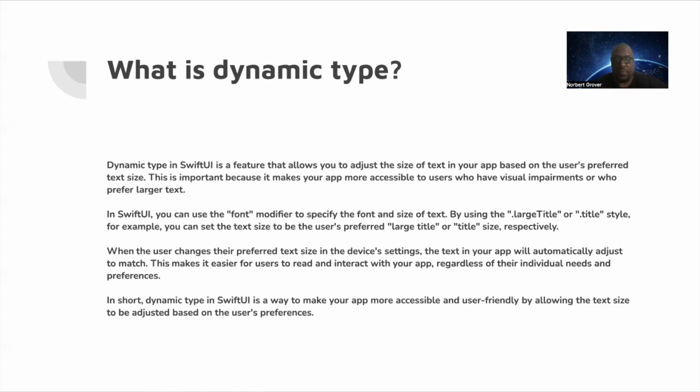When the user changes their preferred text size in the device's settings, the text in your app will automatically adjust to match. This makes it easier for users to read and interact with your app, regardless of their individual needs and preferences. In short, dynamic type in SwiftUI is a way to make your app more accessible and user-friendly by allowing text size to be adjusted based on user preference.